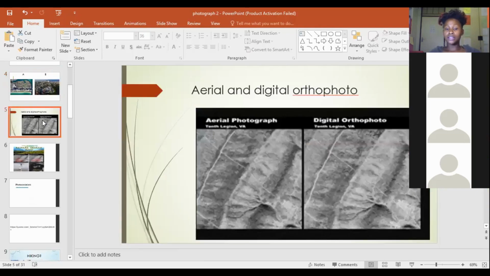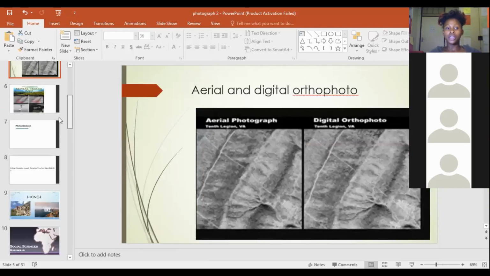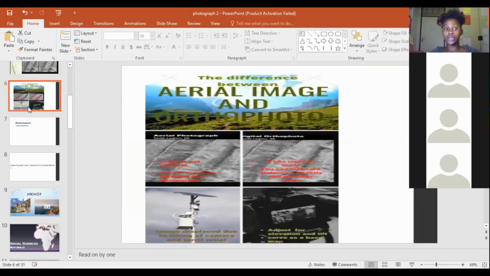We also discussed the difference between aerial and orthophoto image, and I also sent the poster during the photo cycle in order to go through the difference. A quick recap. Can anyone give us one point, the difference between aerial and orthophoto image? The aerial photograph, the scale is not uniform, ma'am, and on the digital orthophoto, the scale is uniform. That's so brilliant. This shows that today you are really learning via WhatsApp, okay?